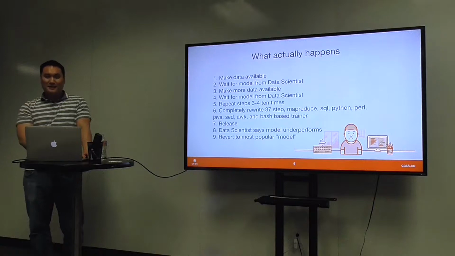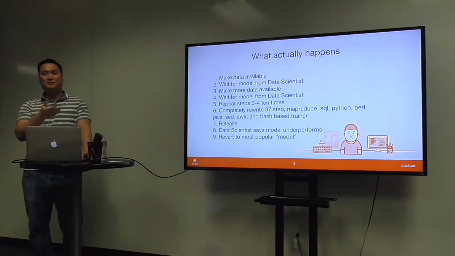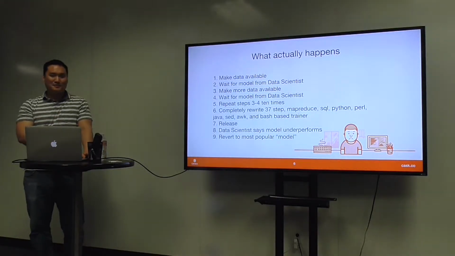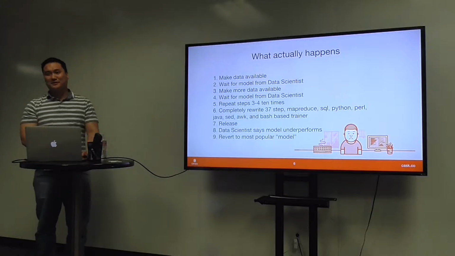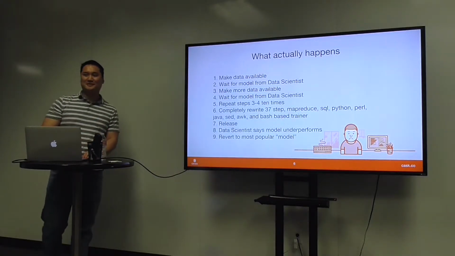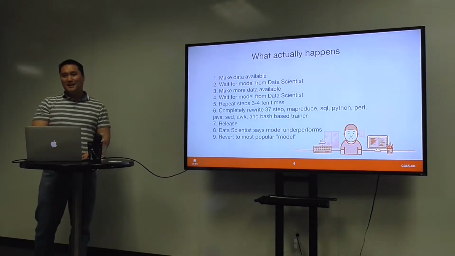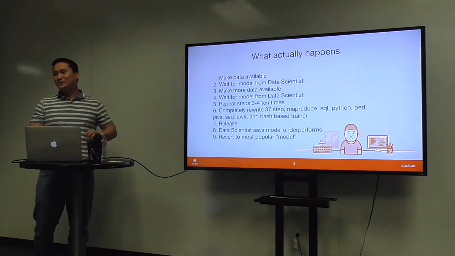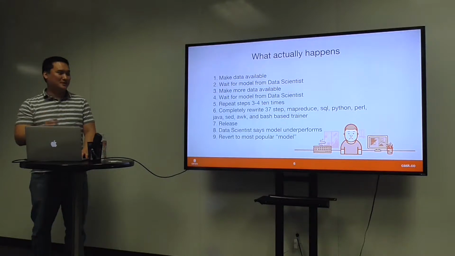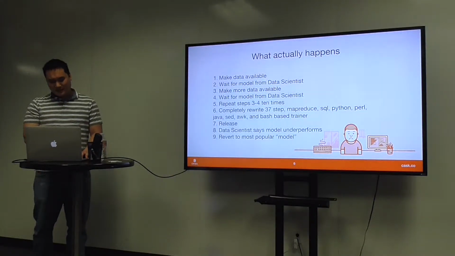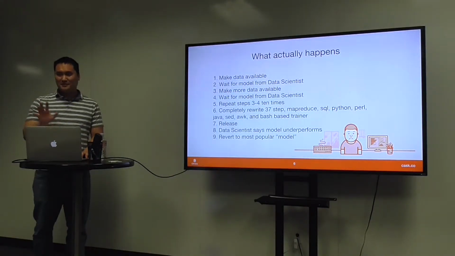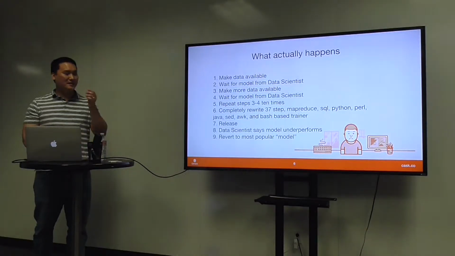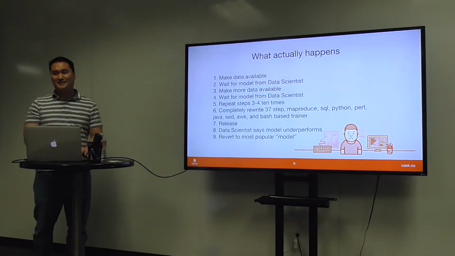Then we release it, and then we measure it, and then the data scientist says it's not performing like it did in my lab environment. And so we just ended up reverting back to our most popular model. Right? We just show the most popular news stories. And so eventually, as we do this more and more, we get a little better, and we have actual machine learning on the site. But it's very dirty, right? Lots of not very nice things in this process.